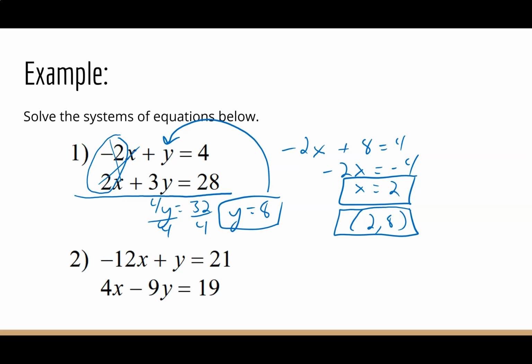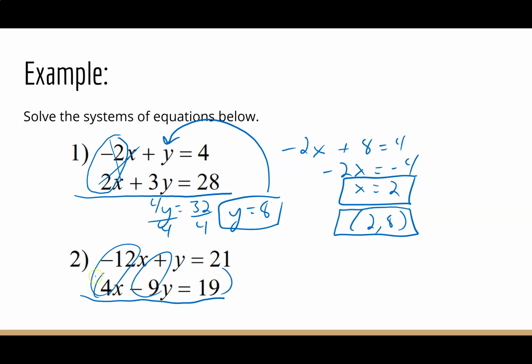Now, this next one is elimination as well. However, we have to do something first. So it is nicely set up. X's on x's, y's on y's, numbers on numbers. However, I don't have any plus and minus. I have a 12 and a 4 and a 1 and a 9. So what I can do is either turn the 4 into a 12 or the 1 into a 9.